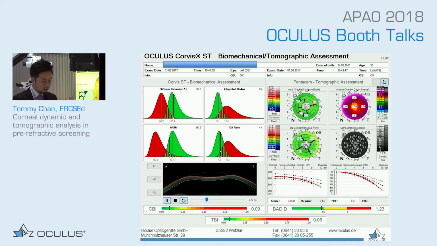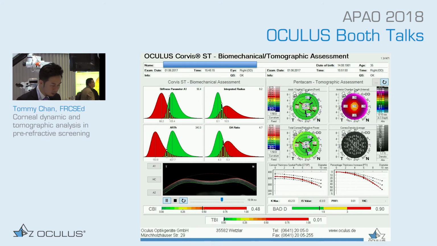And I have another case here. So this is another case, and the CBI, the BAD and TBI are normal in one eye. It is normal for the right eye, but the other eye is still normal, although the CBI, here I want to show, can become abnormal, like around 0.50. However, the TBI is still normal. And in this case, I will still proceed with the surgery.